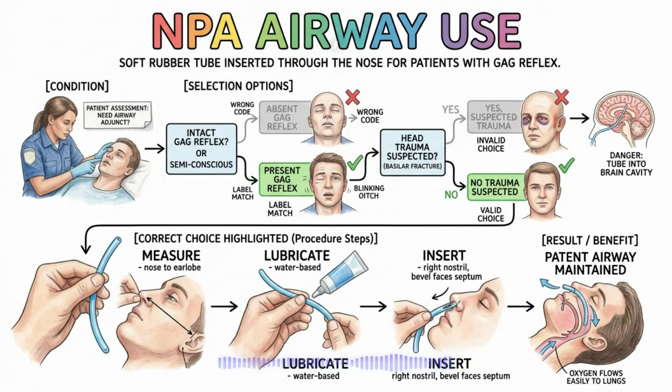If your patient has an intact gag reflex or is only semi-conscious, you will use a nasopharyngeal airway, commonly called an NPA. The NPA is a soft rubber tube inserted through the nose, and it is measured from the tip of the nose to the patient's earlobe. You must lubricate this tube well before gently sliding it into the right nostril, with the bevel facing the septum. A major exam tip is to avoid using an NPA if you suspect severe head trauma, particularly a basilar skull fracture, because the tube could accidentally be pushed upward into the brain cavity.